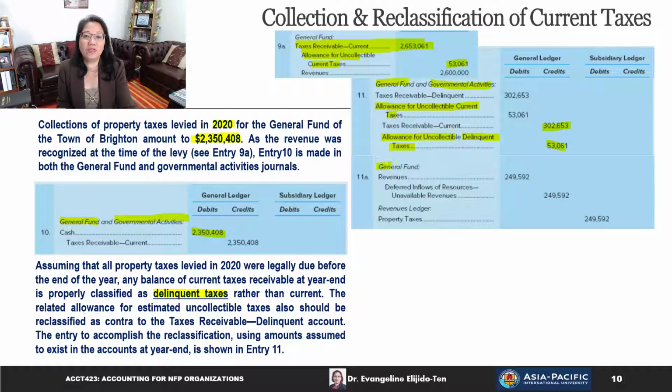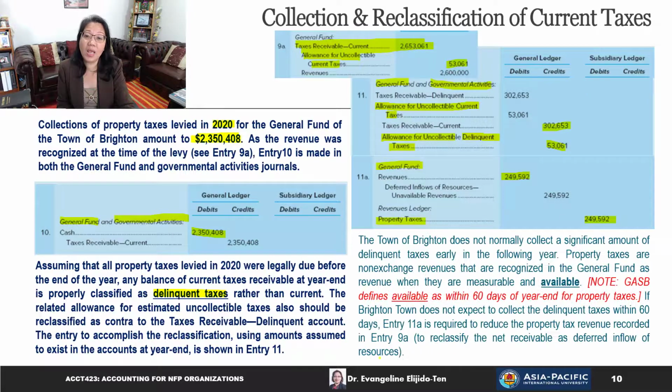Also in the general fund, we will be recording a debit to revenues. Why are we doing this? Because we need now to reduce the amount of revenue. We've recorded it as revenue before. Now we need to decrease the amount of revenue. So debit revenues 249,592, and credit this time deferred inflows of resources, unavailable revenues, for the same amount. And in the revenues ledger, we will be putting that under property taxes and a debit for the same amount.